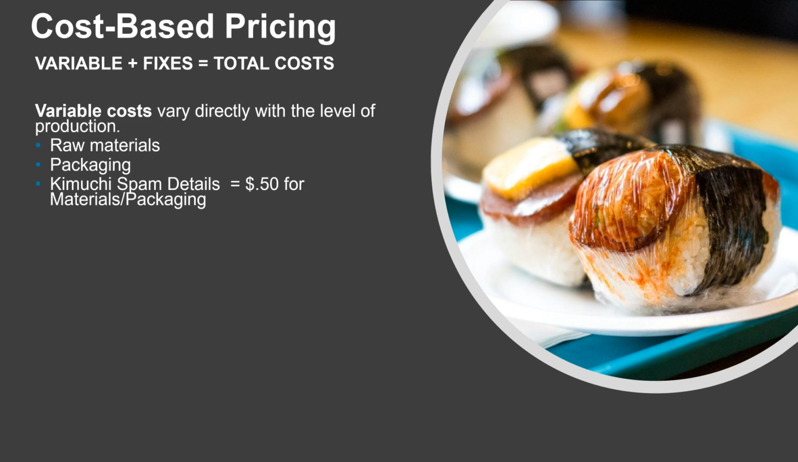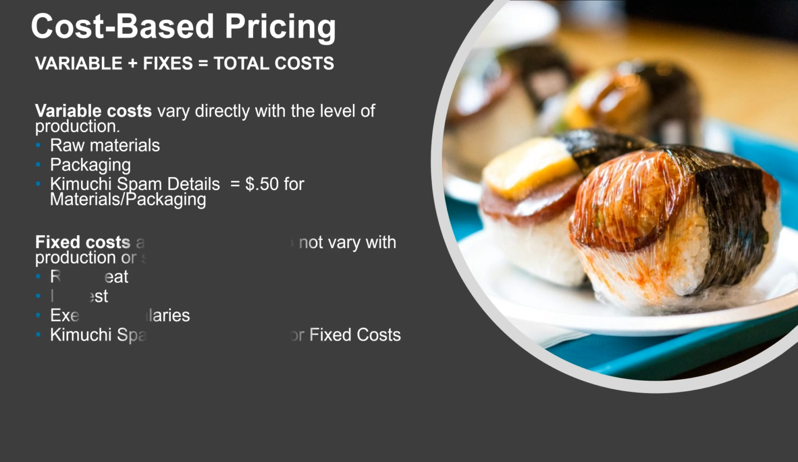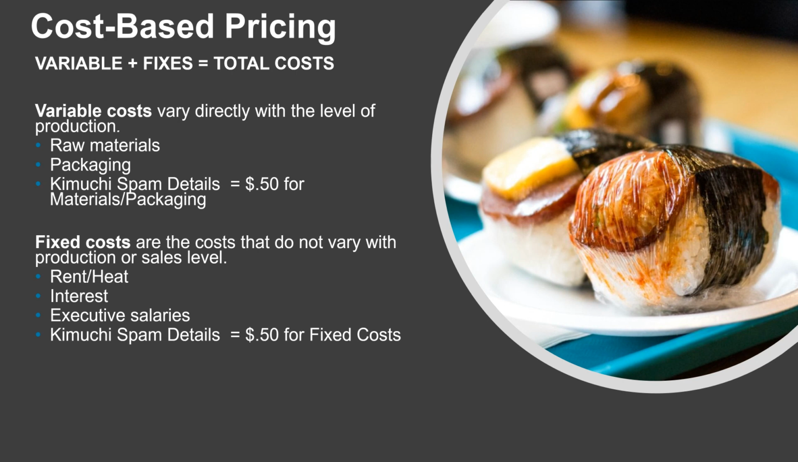So the variable costs vary directly with the level of production. So it's the price of rice, the price of spam, and in this particular case, the raw materials to make the masubi is 50 cents for the packaging, the saran wrap, the rice, the seaweed wrap, etc. Then we've got our fixed costs, which is we obviously need to have a location to create the product. We need to hire people. We need to have utilities like heat to cook. There's interest charges for loans we take out or executive salaries. So there's another 50 cents for fixed costs.